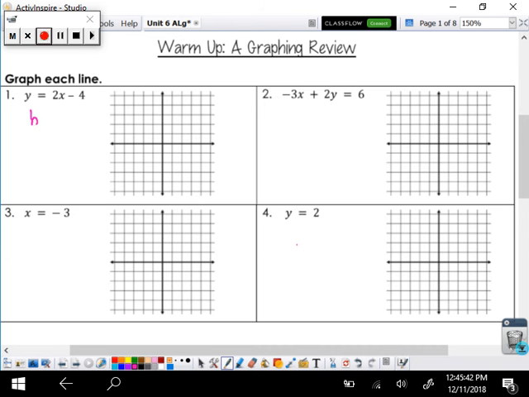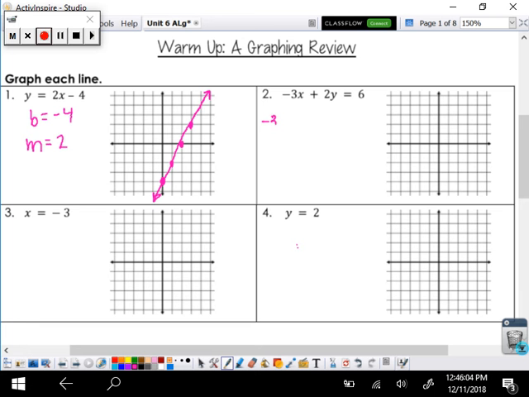The y-intercept is -4. Slope is 2. You go down 4, and we're going to go up 2 to the right 1 to get our points. There's our first line. Second line, I'm going to use the cover-up method.